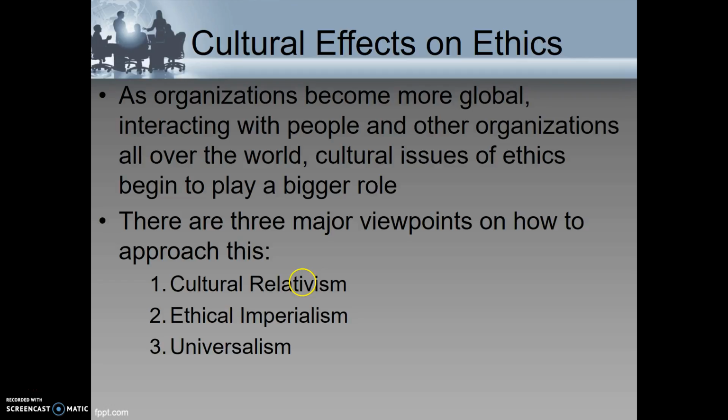There are also cultural effects on an individual or organization's ethical approaches to the way they do business. As organizations become more global, interacting with people and other organizations all over the world, these cultural issues play a bigger role in business today. So there's three viewpoints on how we approach having competing cultural ideals when trying to do business. The first is called cultural relativism, the second is ethical imperialism, and the third is universalism.